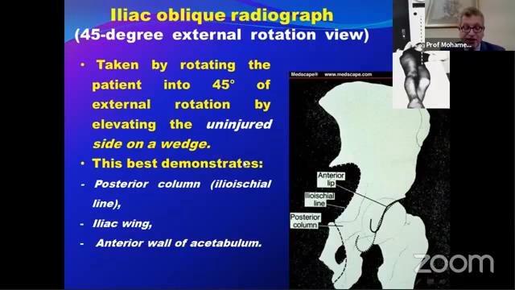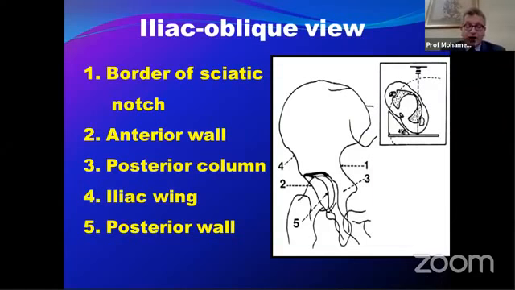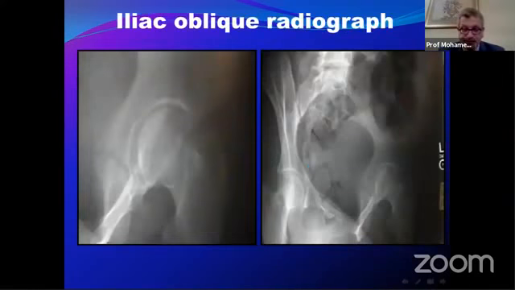This best demonstrates the posterior column, represented by the ilioischial line, the iliac wing, and the anterior lip, the anterior wall of the acetabulum. The iliac oblique view: Number 1, the border of the sciatic notch. This is what I see in it. Number 2, the anterior wall or anterior lip. Number 3, the posterior column represented by the ilioischial line. Number 4, the iliac wing, and sometimes the posterior wall. This is the view in plane radiograph.